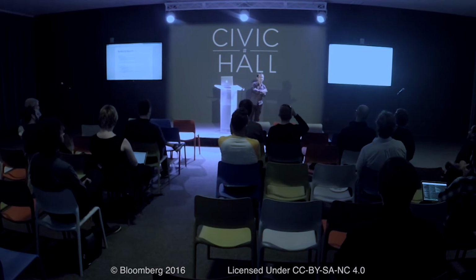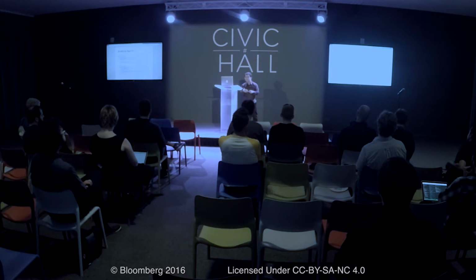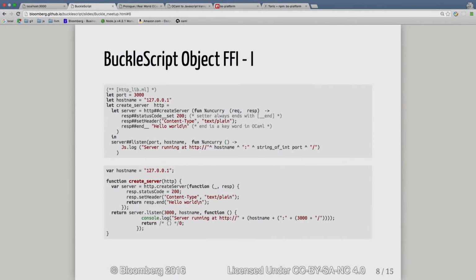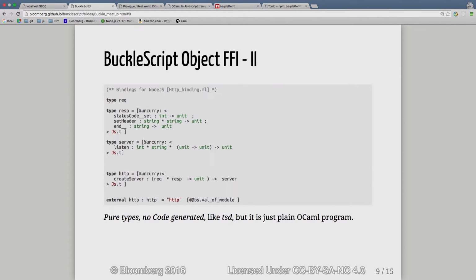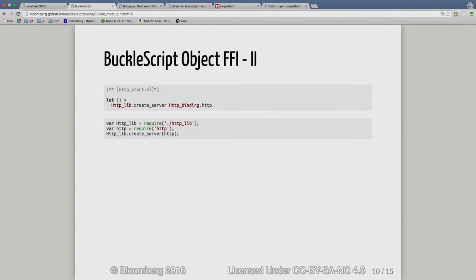Because the underlying string-of-int is a safe function, and we know the semantics, we can do this in a safe way. And here, we define the create server function, and we have the FFI for the HTTP object. Now we just create a server in another file, give it the me object, and below is the generated code. Now you have a whole HTTP server written in OCaml and running on the JavaScript platform.